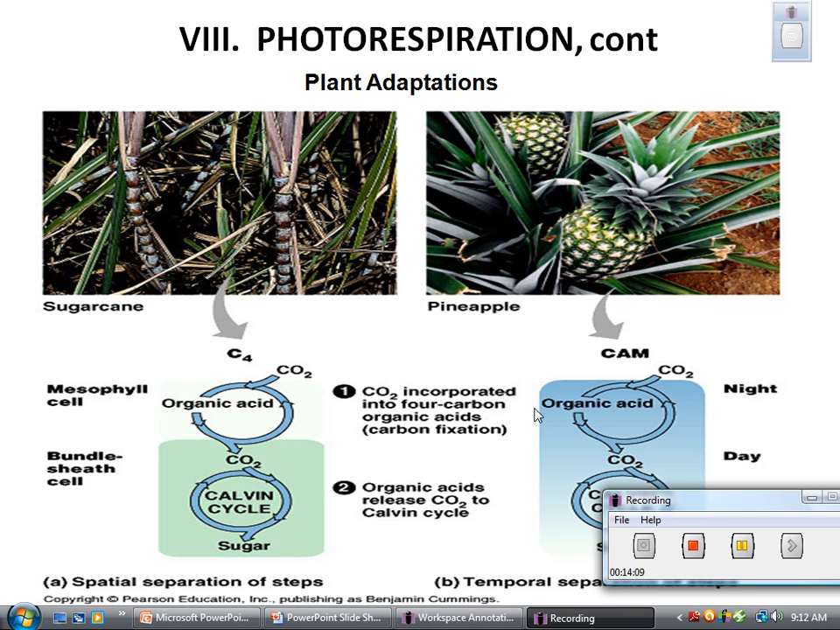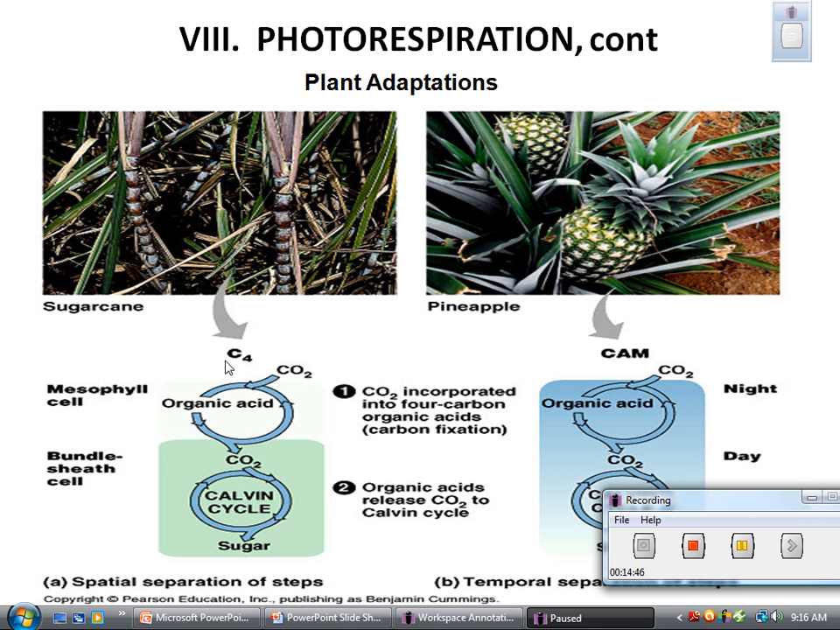Okay, now in this slide, we're going to talk about something that's really cool. It's an evolutionary adaptation. In some plant species, alternate modes of carbon fixation have evolved that minimize the need for photorespiration and optimize the Calvin cycle, even during hot, arid climates. The 2 most important of these photosynthetic adaptations are, you can see one here, C4 plants, and then also CAM metabolism, which stands for crassulacean acid metabolism. Crassulacean, that's kind of weird.